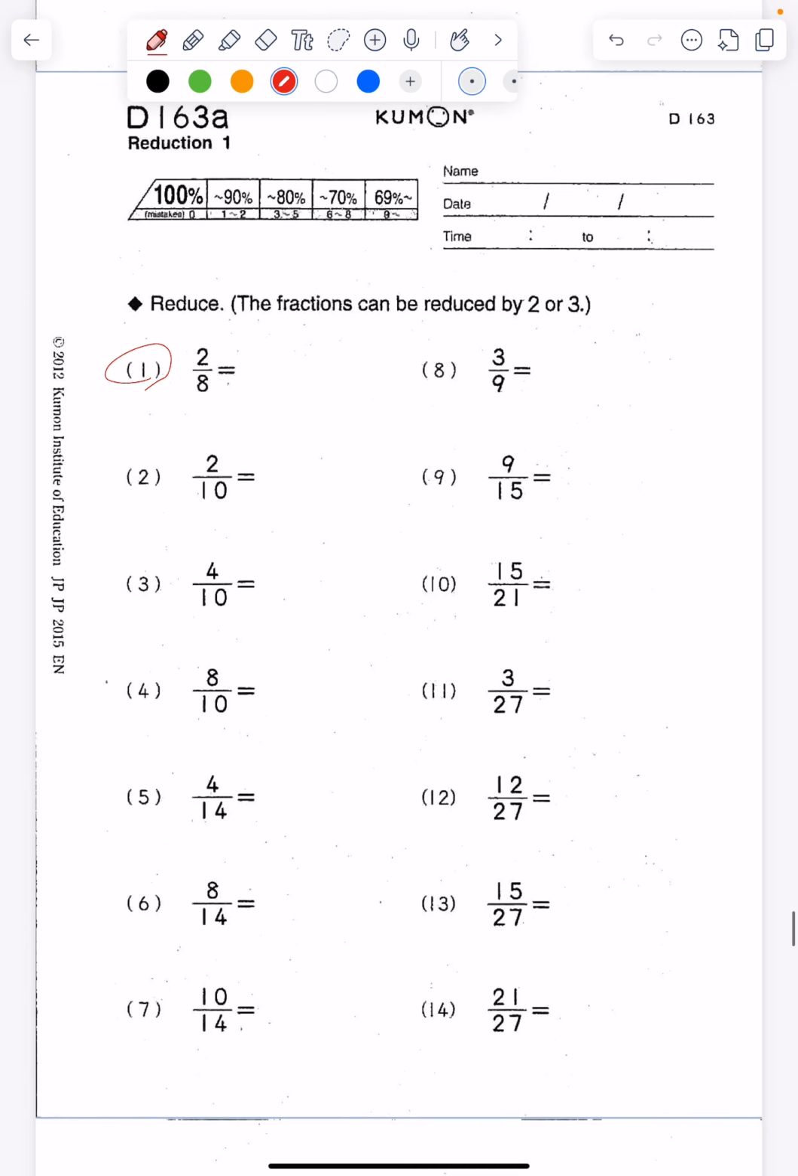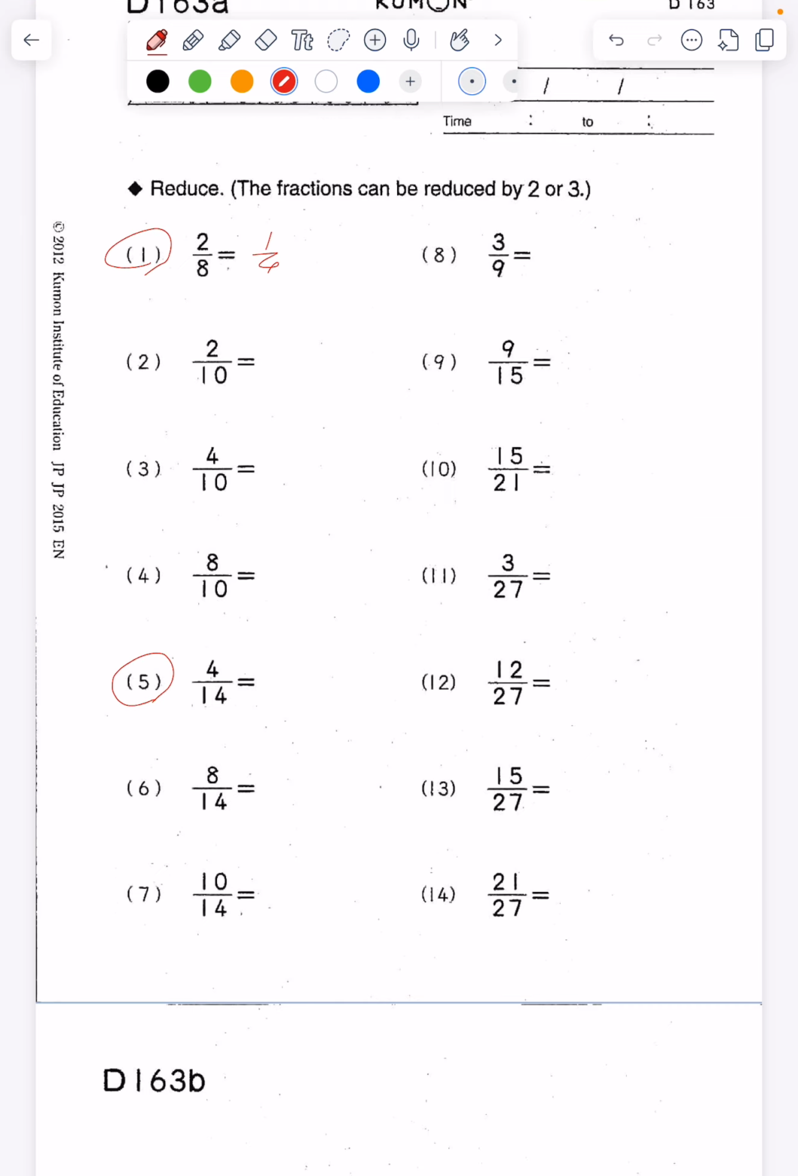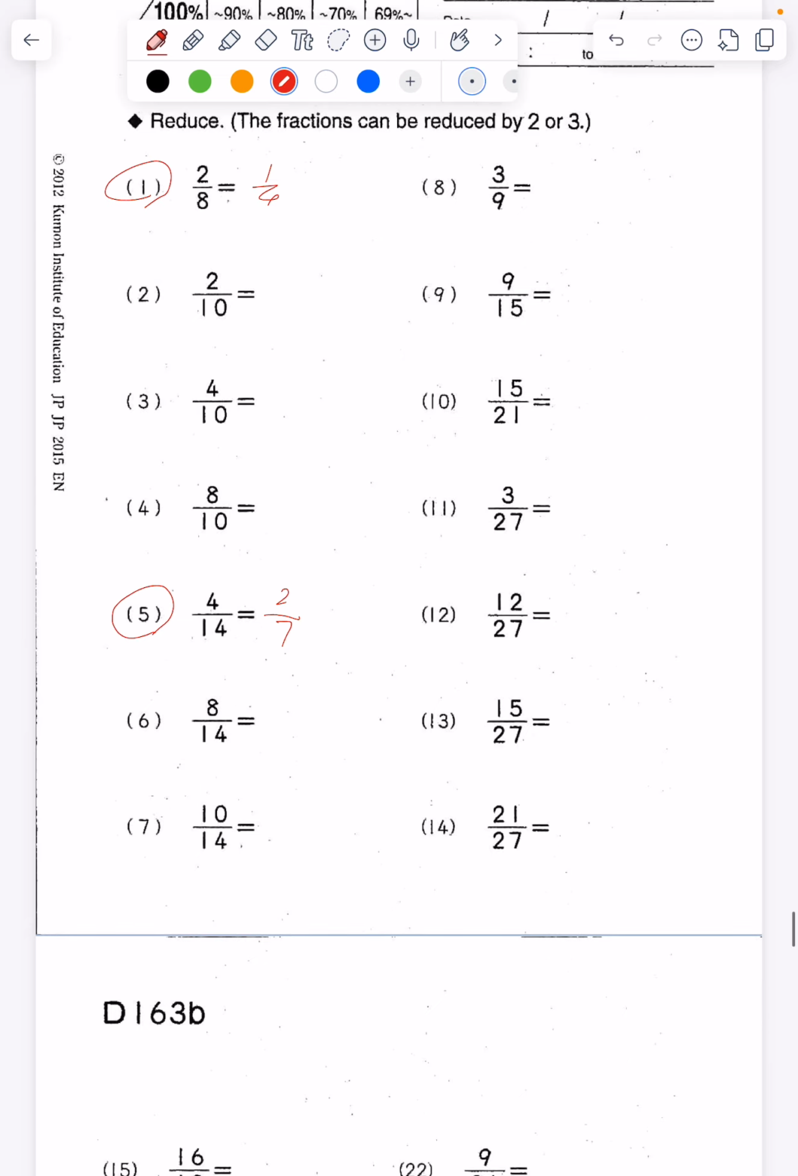So let's try number 1. What do you think? It's going to be divided by 2. Very nice. You can write it down if you want to. So 1 over 4, very nicely done. Okay, what about number 5? Question number 5. Divided by 2. Very nice. So what do you have? 1 over 7. If it's divided by 2, shouldn't there be a 2 on the top? Very nice. Yeah, 2 over 7.